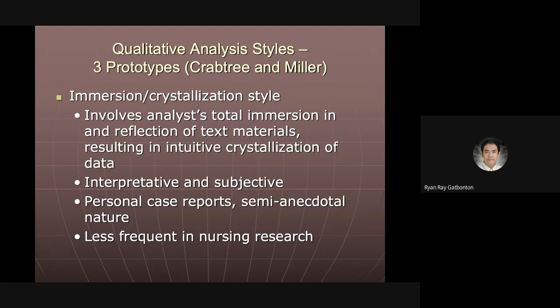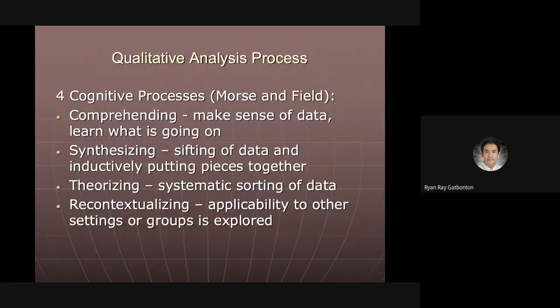And this is less frequently used in nursing research. Okay? Now, aside from the prototype, we have to be cognizant, no? We have to recognize the four cognitive processes na nag-i-involve when you do qualitative analysis. What does it mean? Ito yung mga proseso ng pag-iisip na pwedeng mong magamit, or kadalasang ginagamit sa pag-analyze ng qualitative data para ikaw ay maging matagumpay, no? For you to be successful in analyzing your data.